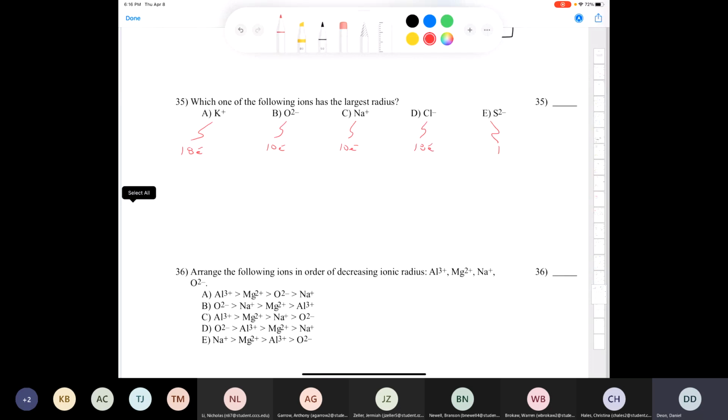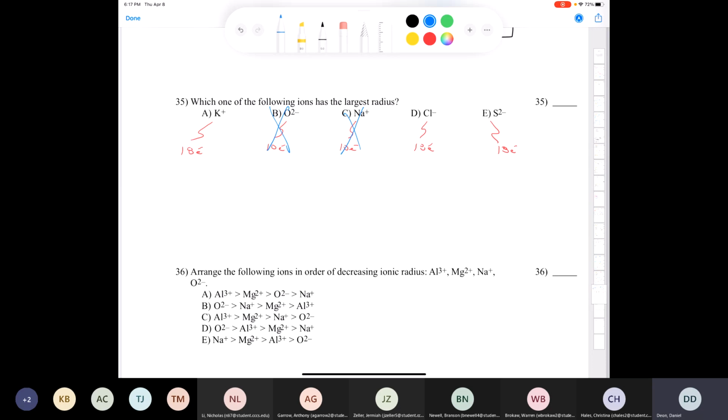But if I have a sulfide, it's also got 18 electrons. We can immediately remove the two that have only 10 electrons, right? Because we know their principal quantum number is not going to be as high. But if we look at A, D, and E, they all are isoelectronic with one another. They all have the same number of electrons.